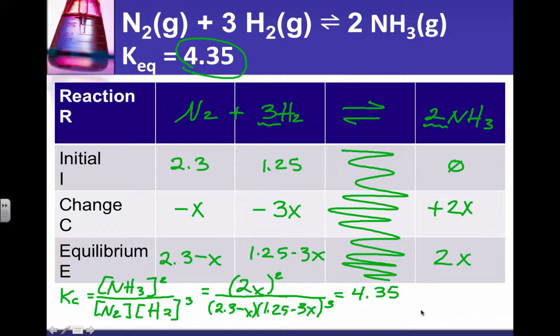Now I'm going to rearrange the equation by multiplying the denominator across. So I multiply this by 2.3 minus x and 1.25 minus 3x cubed. And then that's gone out of there. Then I'll have to subtract this away because I want 0 over here. So I take this whole thing minus 2x quantity squared. So let's see what happens when we put this into our solver. We're going to try and get a value for x.